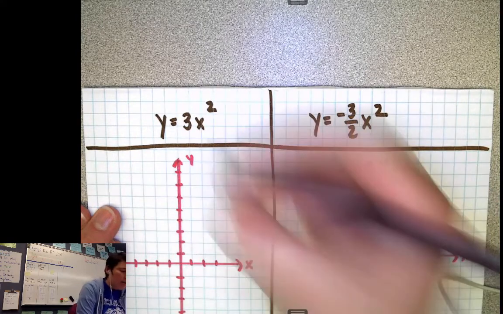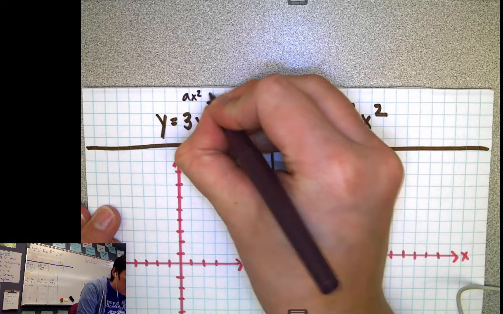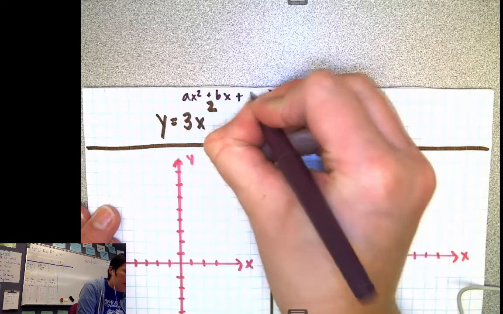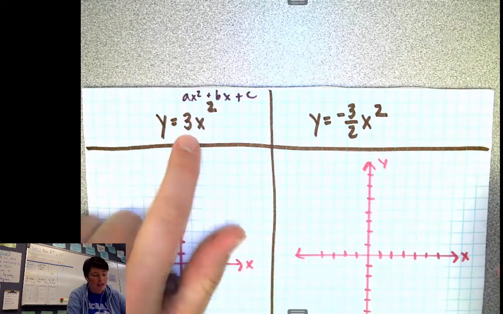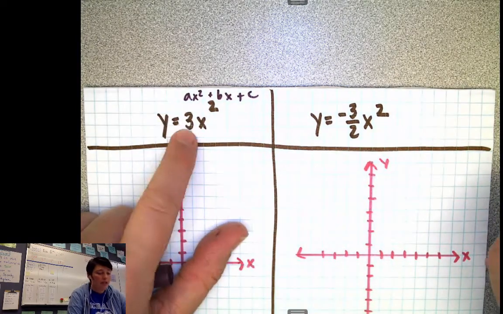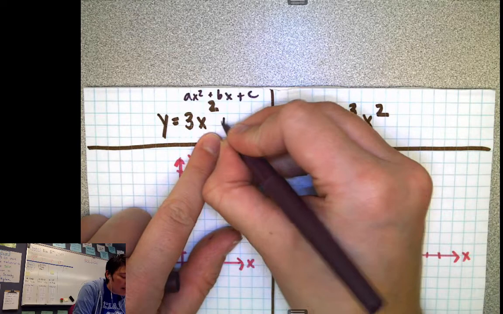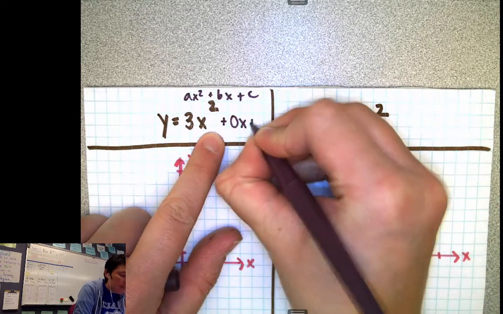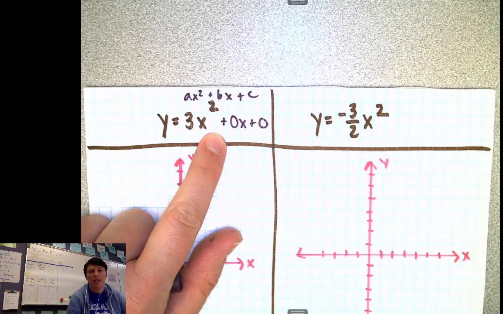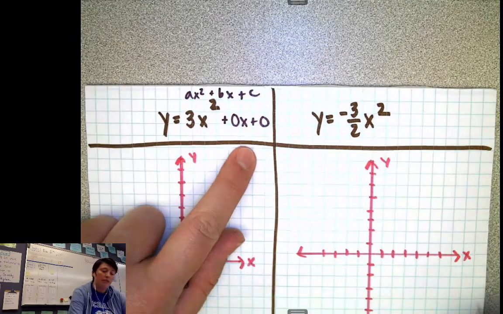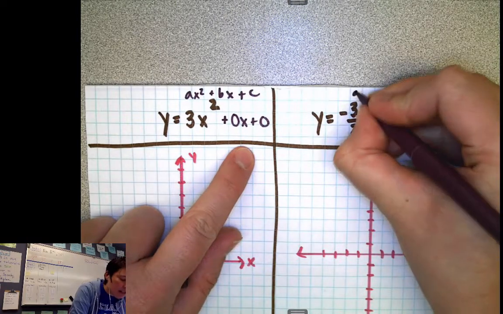Standard form is always ax squared plus bx plus c. Well, I definitely see the a. A is 3. But I don't see the b and the c. That's because they are zeros. 0x plus 0. There's nothing there. So the b and the c are 0. And if you look at the other equation, it's the same story.